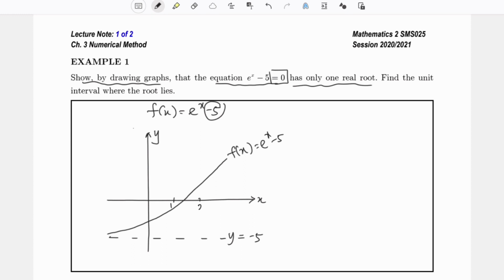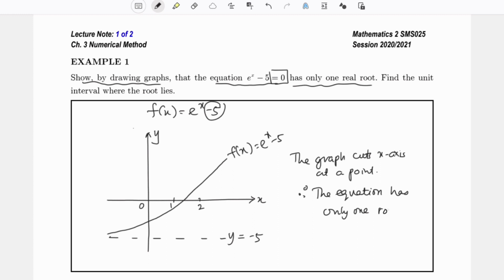So that's the graph of f(x) equal to e^x minus 5. This is 1, this is 2, origin. The graph cuts the x-axis at a point. Hence, the equation has only one root. The root lies in the interval (1, 2).